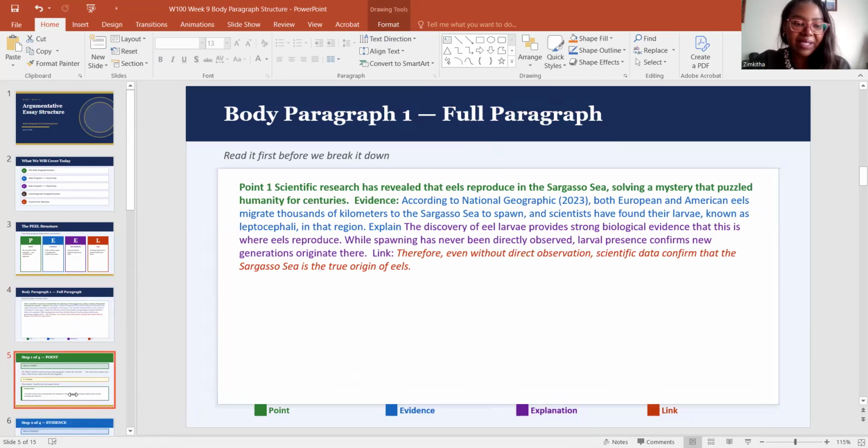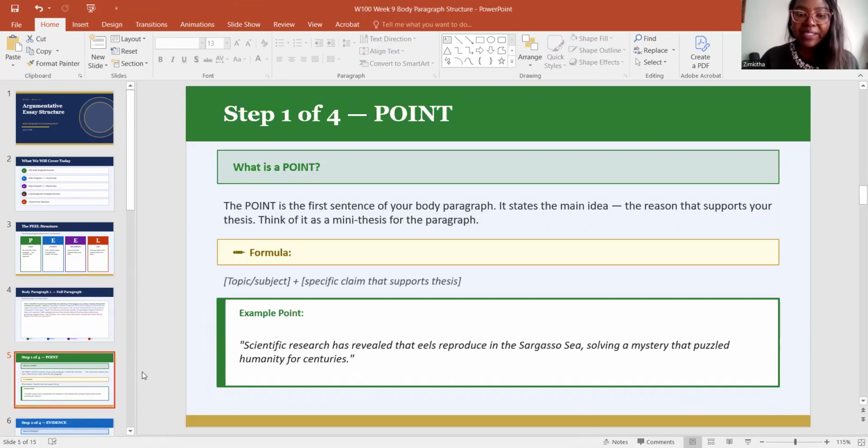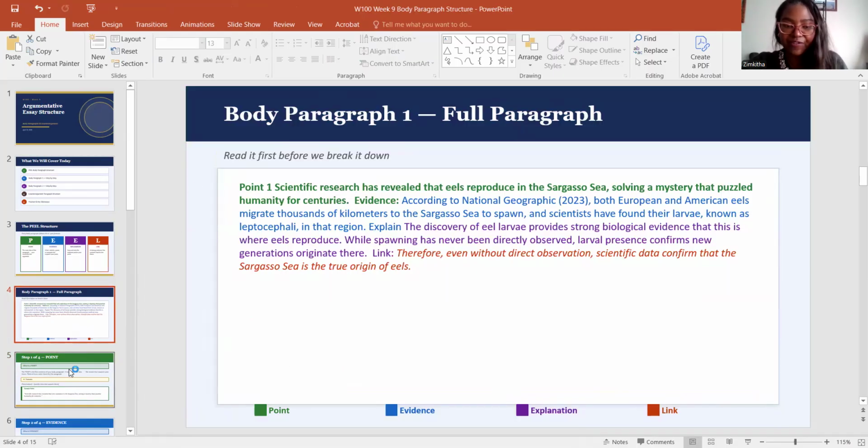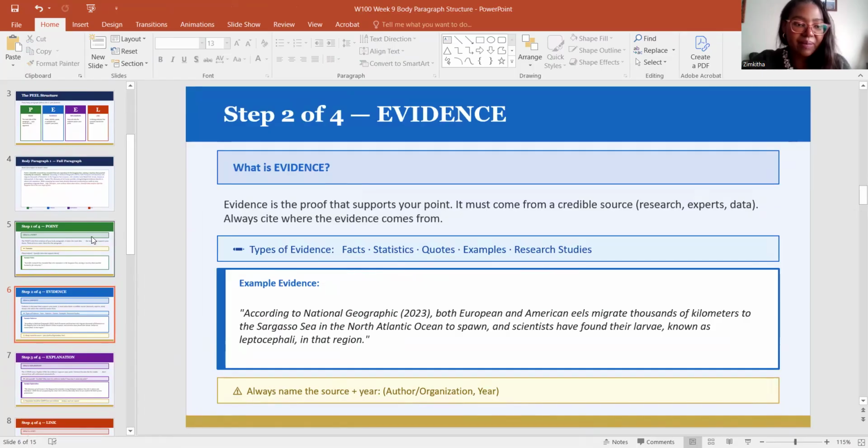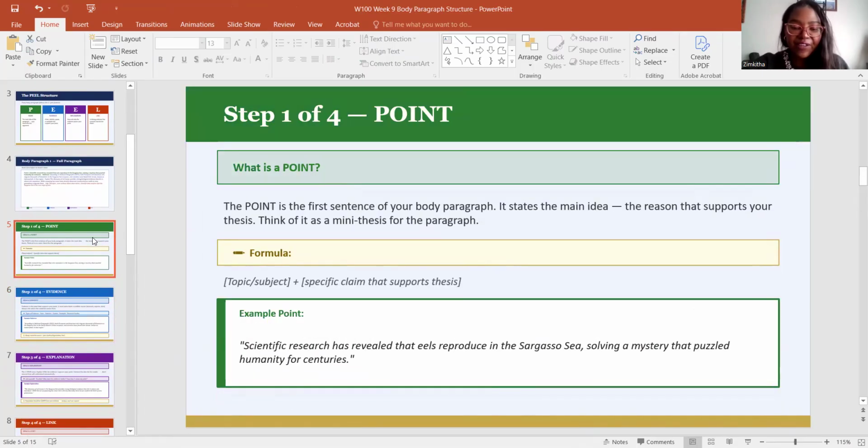Okay, so let's look at it step by step. What is point? The point is the first sentence of your body paragraph. It states the main idea and the reason, which is the controlling idea. Very important. Main idea, controlling idea. Okay, let's look at the example. By the way, this example is a breakdown from this paragraph, so it's not any different. All right, so let's look at this together. The first sentence says, scientific research has revealed that eels reproduce in the Sargasso Sea, solving a mystery that puzzled humanity for centuries.